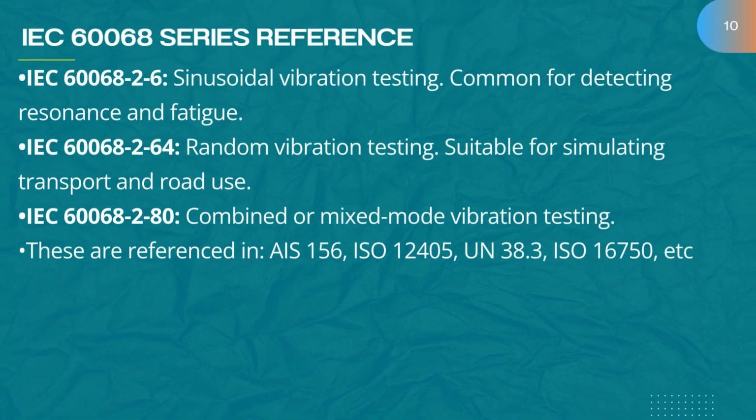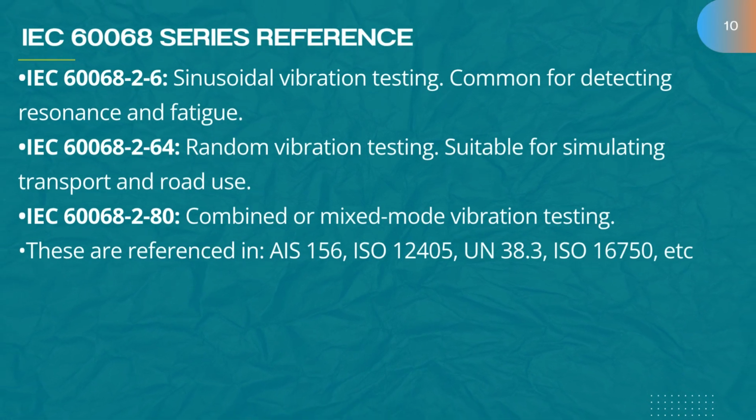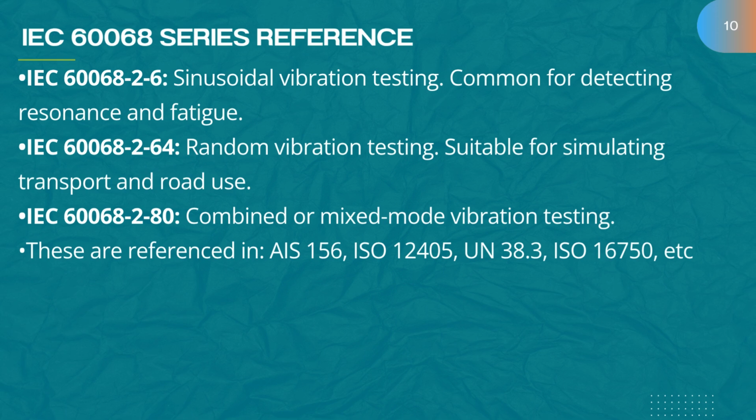This slide is here to show the core international standards that form the foundation for most vibration testing methods. Each standard focuses on a different type of vibration. 60068-2-6 handles sinusoidal tests, useful for resonance and fatigue detection. 60068-2-64 deals with random vibration, which is great for road and transport simulation. 60068-2-80 combines both, called mixed mode testing.